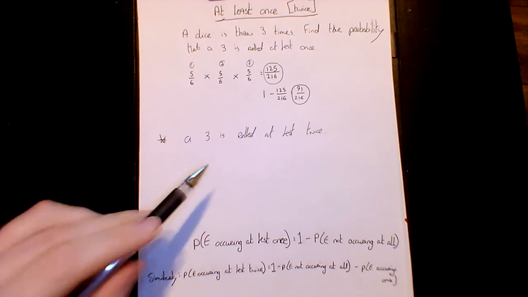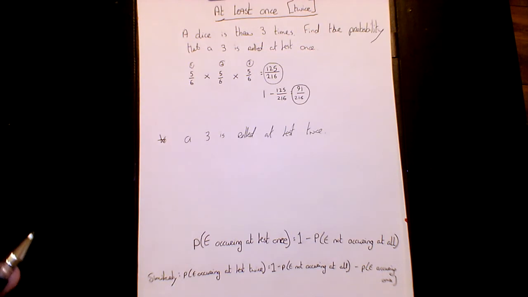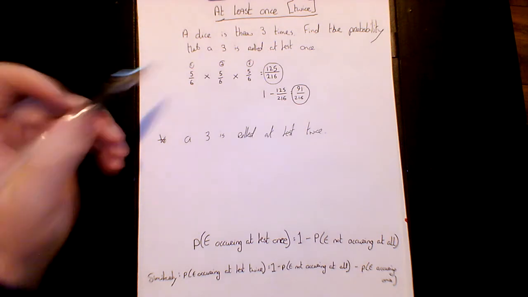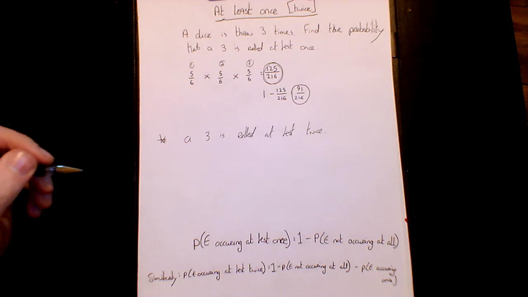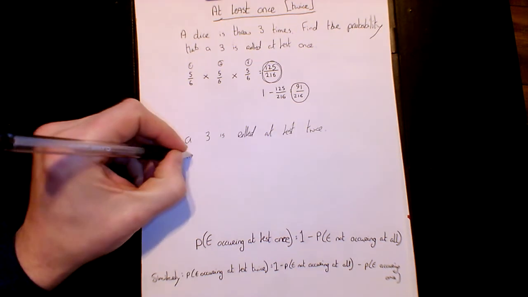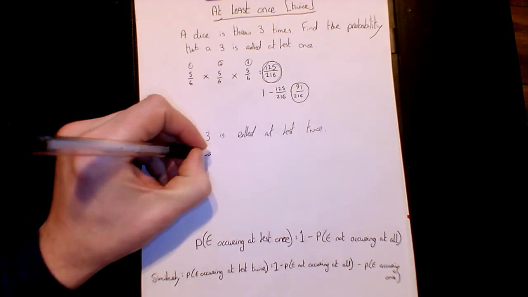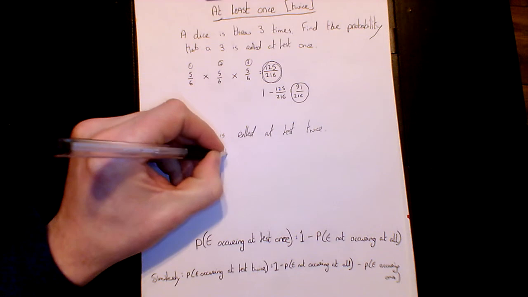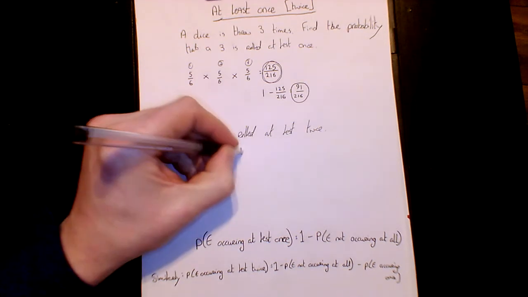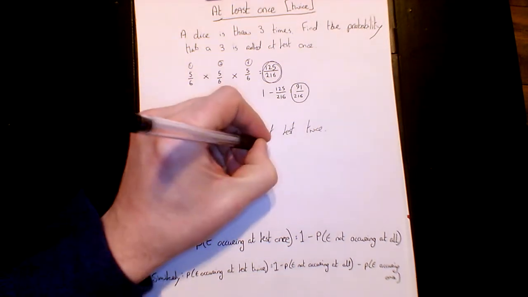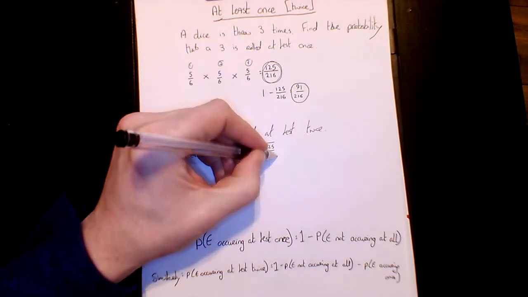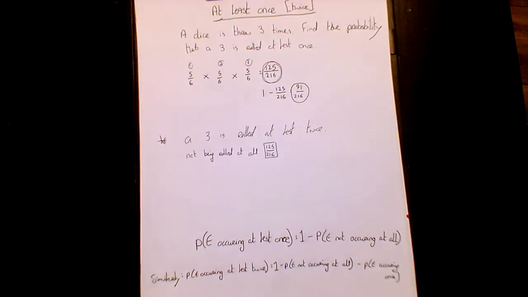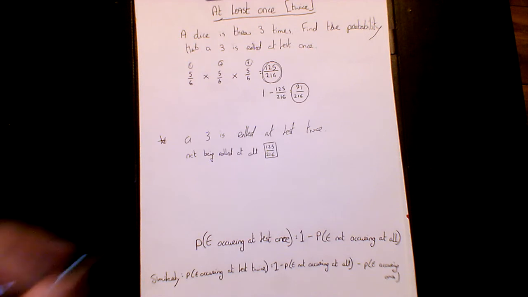Second question, a 3 is rolled at least twice. Okay, so here we go. Well, there's the probability of it not being rolled at all. So I'm going to say not being rolled at all is 125 over 216. Now I want to find the probability that the 3 is rolled just once.